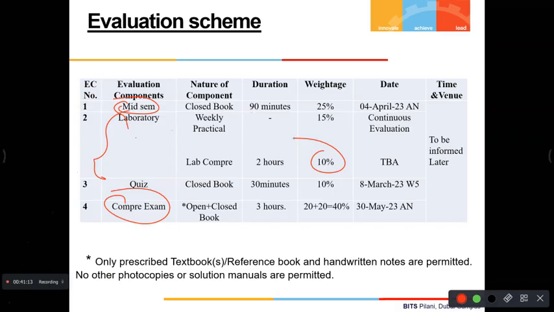You need not buy the instructions. Instructions are given to you. You just have to use the instructions and do the program, whatever question is asked to you. That's all. And you have a quiz which is closed book. The date is given here. I think these are all quite clear for you.